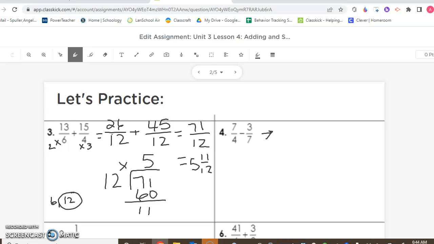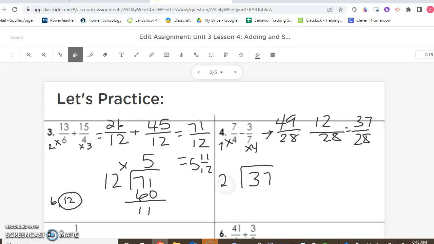Okay, here's an easier one because we don't have to change anything mixed number-wise. And the numbers are smaller. So I could see 4 times 7 is 28. So 7 times 4 is 49. 7 times 4, so 3 times 4 is 12. Subtract that and I get 37 over 28. 37 divided by 28. Must take it out just once. That's going to get me 9 left over. So my answer will be 1 and 9 over 28.